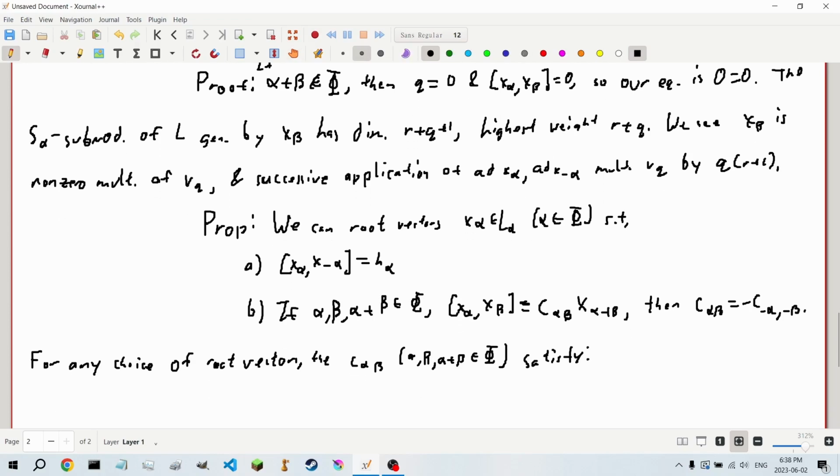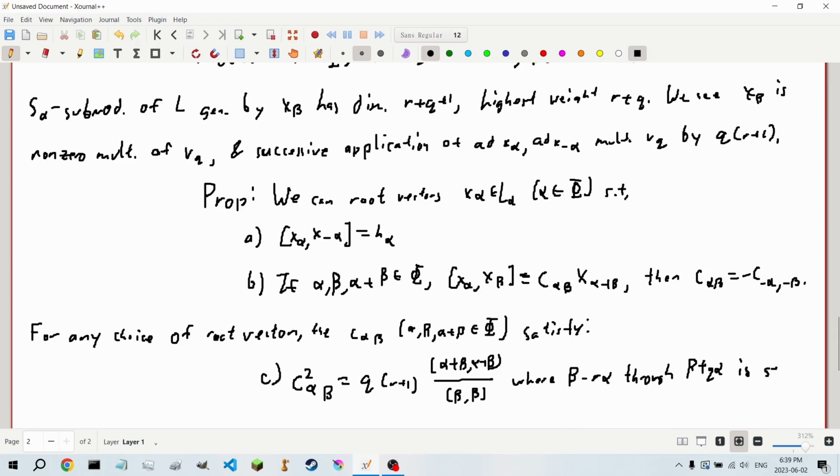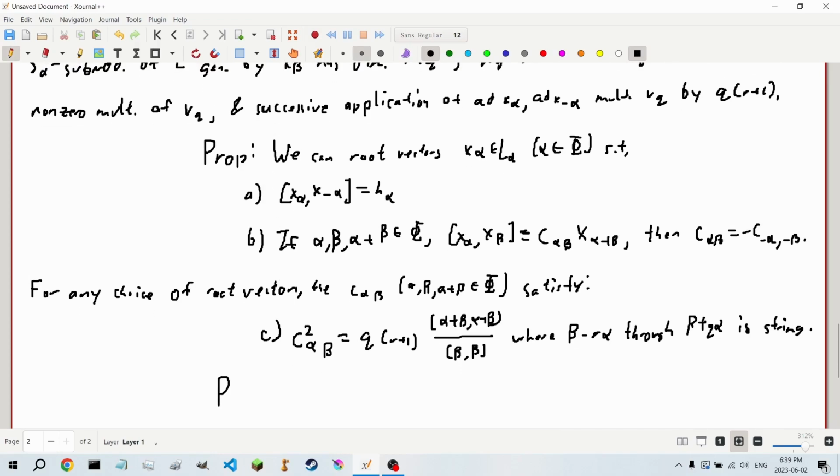satisfy our third condition, which states that c squared of alpha and beta is q times r plus 1 times the size of alpha plus beta over the size of beta, where beta minus r alpha through beta plus q alpha is, of course, our alpha string through beta. I'm just going to write it as a string because you can tell which root is going through what based on this series. Alright, so let's look at our proof.